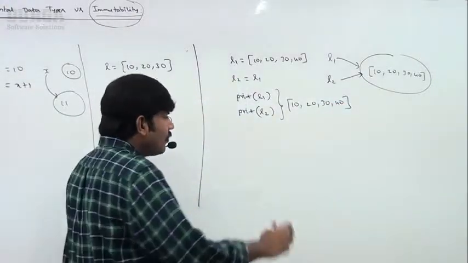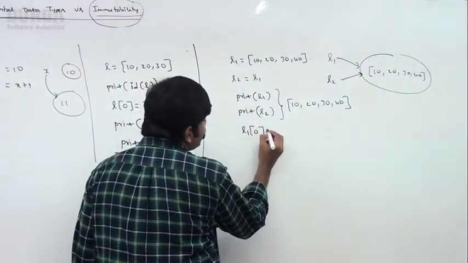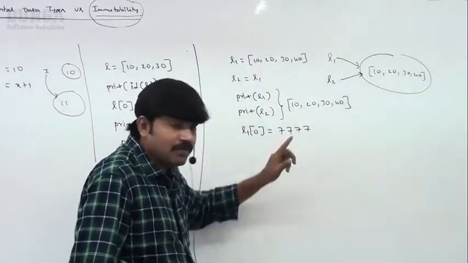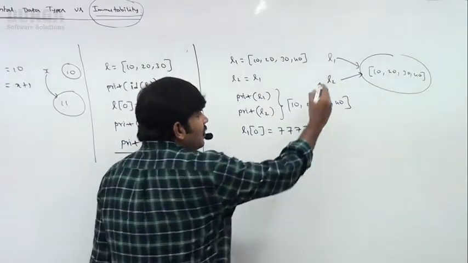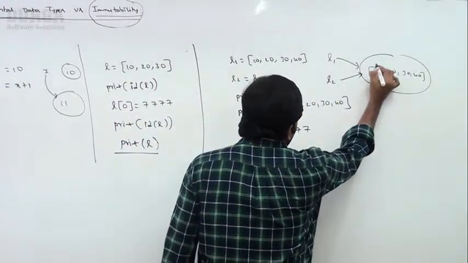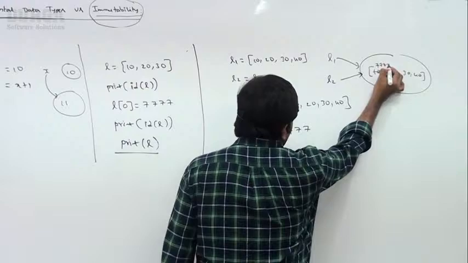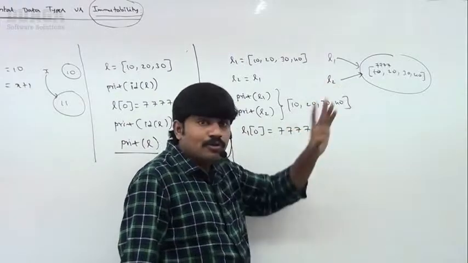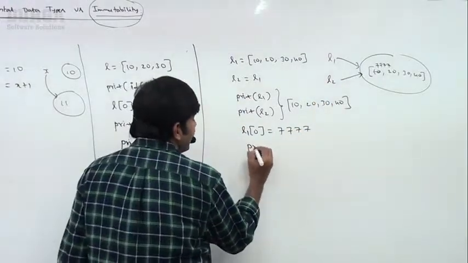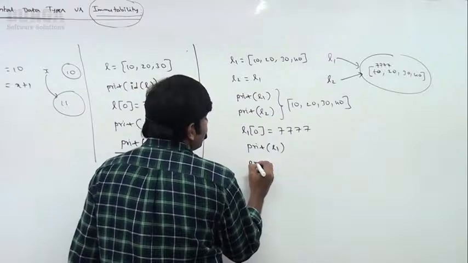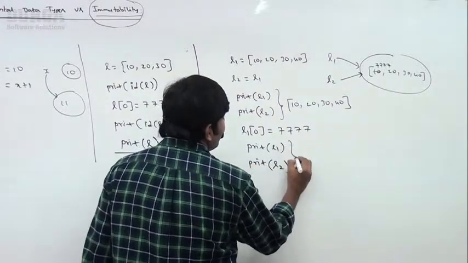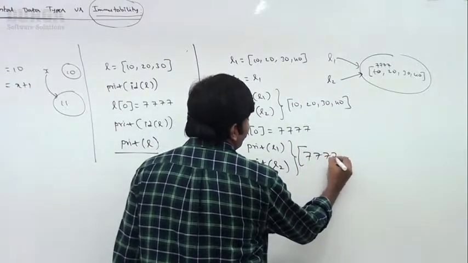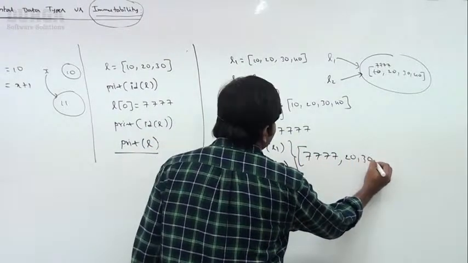Now L1 of 0 is equal to 7777. Where will this be performed? L1 of 0 means 10 will be replaced with 7777 in the same object. Now the change will be reflected in L2 also. Let me print again, print of L1, print of L2. What output are we going to get in both cases? The first element is replaced with 7777, so we get 7777, 20, 30, 40.